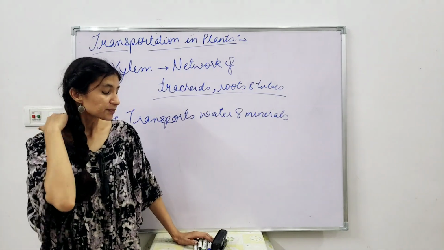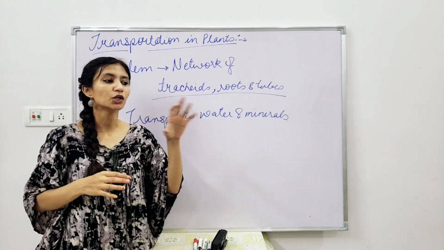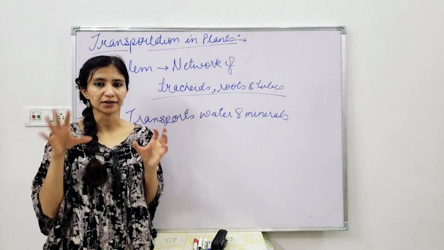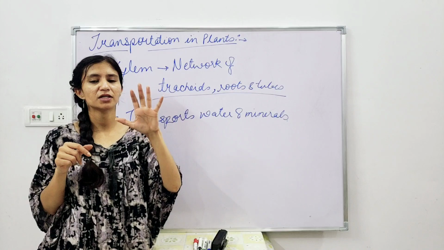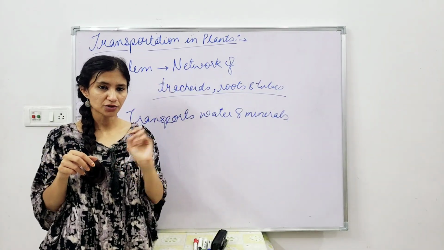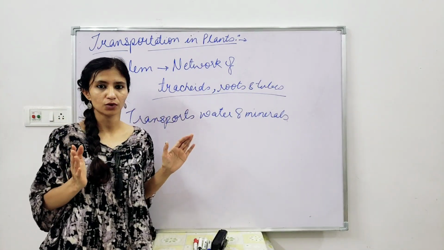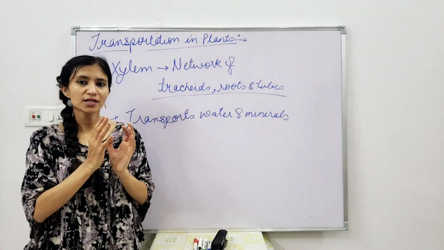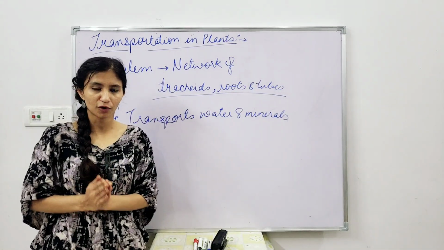First thing is what happens when there is a scarcity of water in the root, which means a concentration gradient. When there is a difference in concentration, if you remember, we discussed the diffusion process, or the osmosis process. There is always a movement from higher concentration to lower concentration. So the roots have a lower concentration of water, or you can say the xylem has a lower concentration of water.